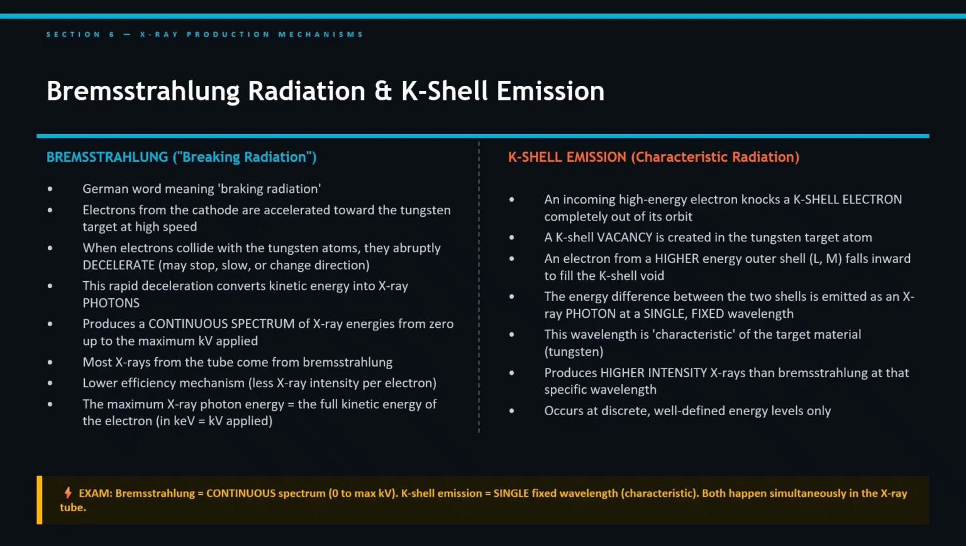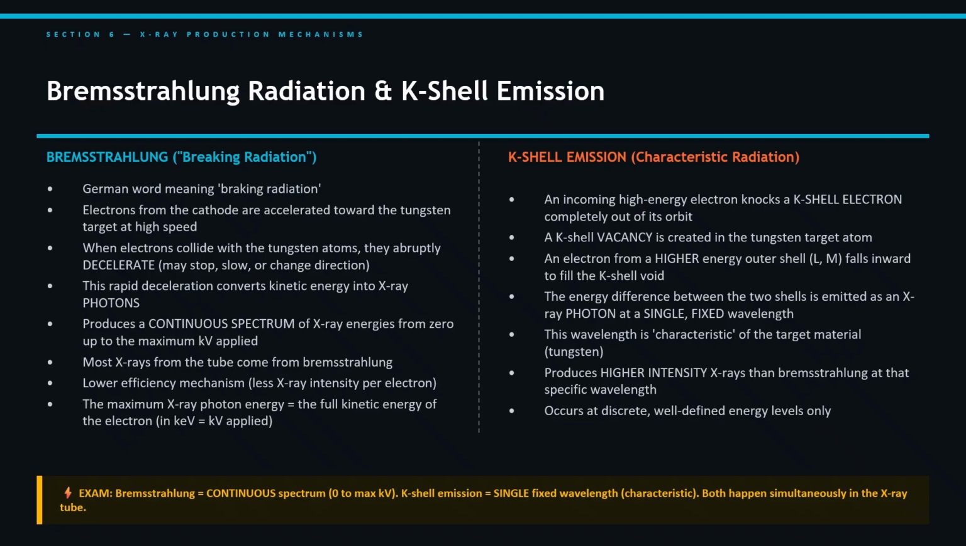The second mechanism is characteristic radiation. A high-energy incoming electron can eject a K-shell electron from the tungsten atom. An electron from a higher shell then falls into the vacancy. The energy difference between those shells is emitted as an X-ray photon with a characteristic energy determined by the target material. Therefore, remember the contrast.